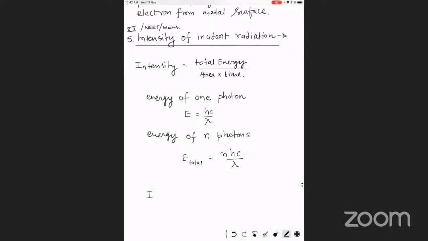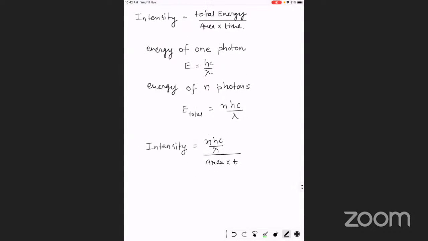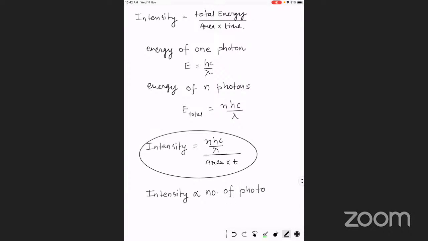So intensity must be equal to n hc by lambda upon area into time. Understood? So intensity of incident radiation is proportional to number of photons. Understood? Intensity of incident radiation is proportional to number of photons. Any doubt in this?